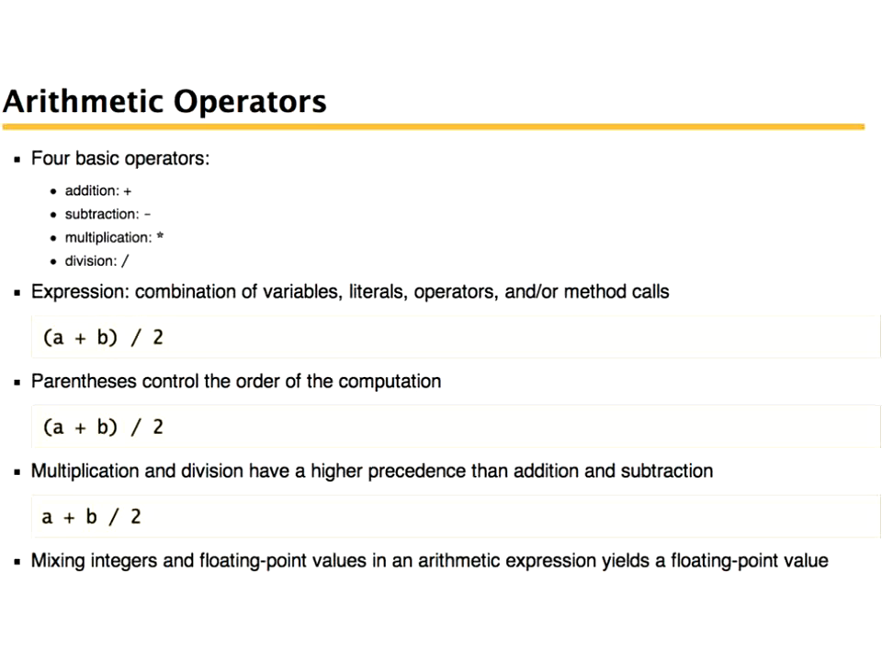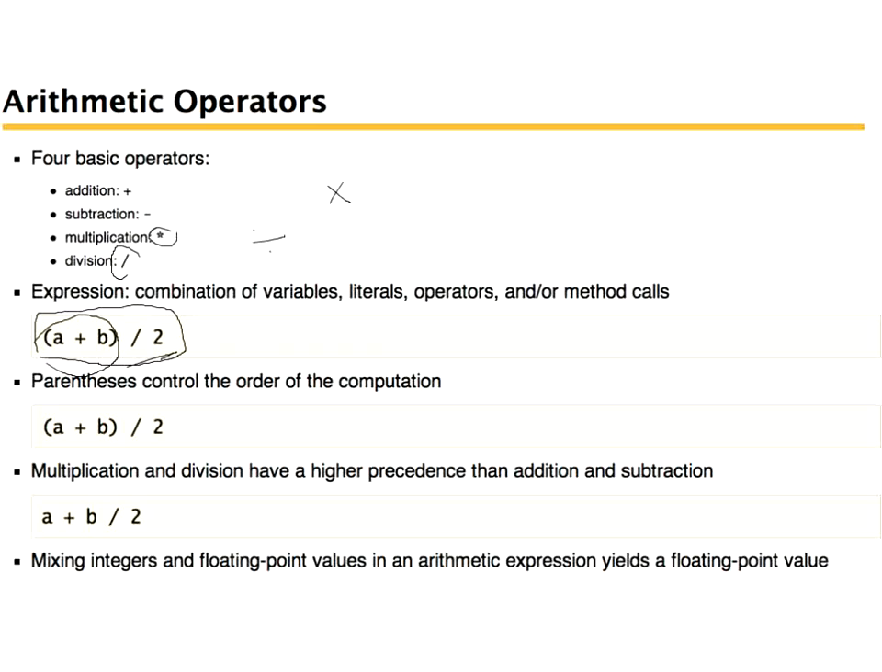Right, okay. So we have addition, subtraction, multiplication, and division. With multiplication, we don't have the actual multiplication sign, instead we have the star. And for division, we do not have the division sign, we actually have the slash. Now, if we are given the expression a plus b divided by 2, what will Java do for us? It will add a and b and divide them by 2.